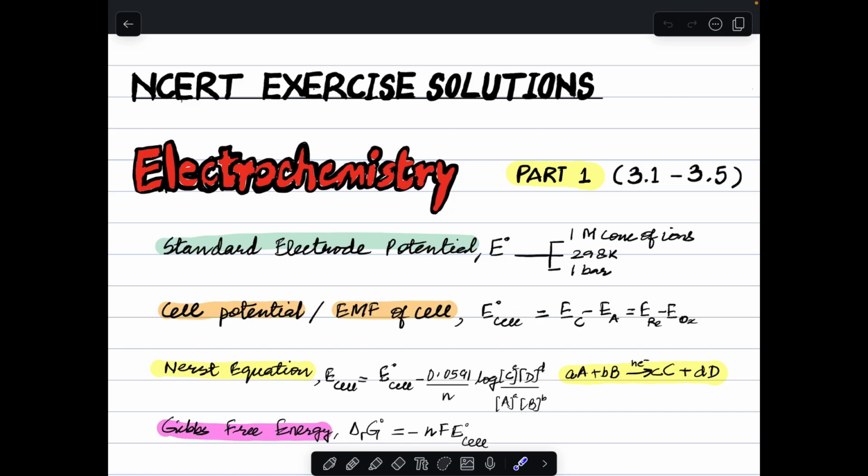Chemical reactions can be used to produce electrical energy, and conversely, electrical energy can be used to carry out chemical reactions that do not proceed spontaneously. So, let us apply some important elementary concepts of standard electrode potential, cell potential, or EMF of the cell. The Nernst equation gives free energy. To solve some questions related to the topic electrochemistry, today we will be doing NCERT questions 3.1 to 3.5.